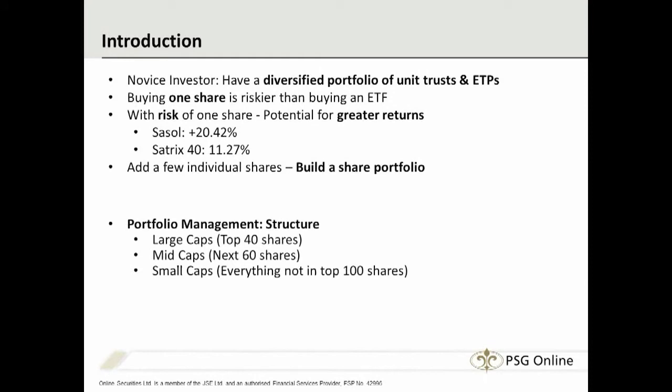First of all, we talk about portfolio management and the portfolio structure. You can look at what they call the large cap stocks, the top 40 stocks. These are the blue chip shares, been around for a long time, with good consistent management and good consistent results. You can also look at what we call the next 60 companies, or the mid-cap companies. Also good quality companies, though slightly riskier compared to the big blue chip shares. And anything not in the top 100, we at PSG consider as small cap stocks.